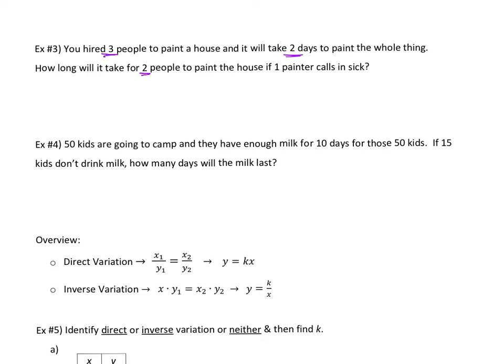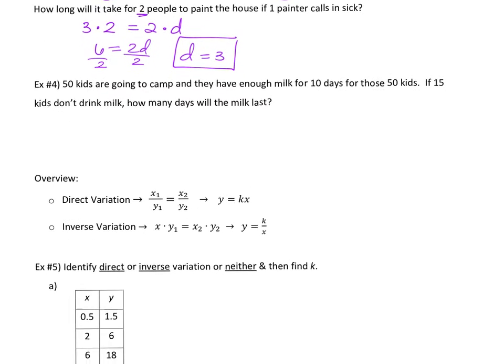So that's inverse variation, which we're going to do 3 people times 2 days, right? Products when we do inverse variation. So 2 people times how many days will be the other situation, because one of your painters called in sick, now you only have 2 people to work with. So simplify this, 6 equals 2d, and we divide by 2, so d is 3. So if we only have 2 people, it's going to take 3 days, whereas if we had 3 people, it would take us 2 days, okay?